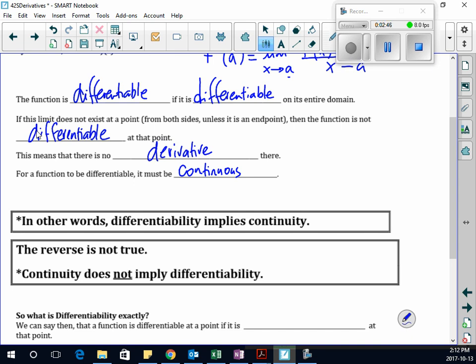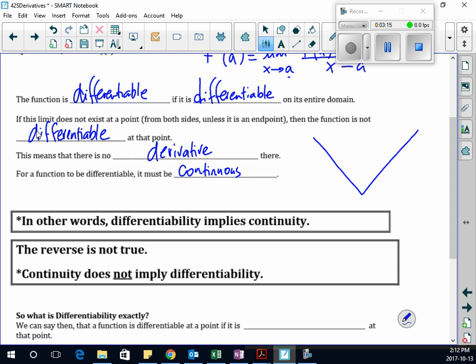For instance, if I go to a corner like this, does everybody see this is continuous? I didn't lift my pencil, but at this point right here, it's not differentiable. Yes? I don't know what the slope is. It's teetering on something or other. So this is huge. Differentiability implies continuity, but continuity does not imply differentiability.